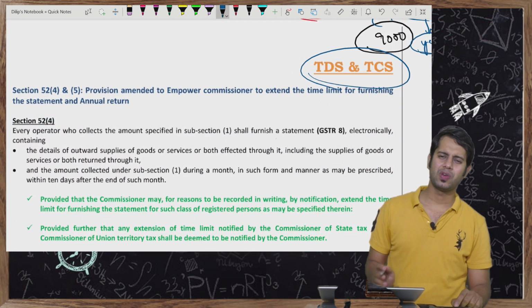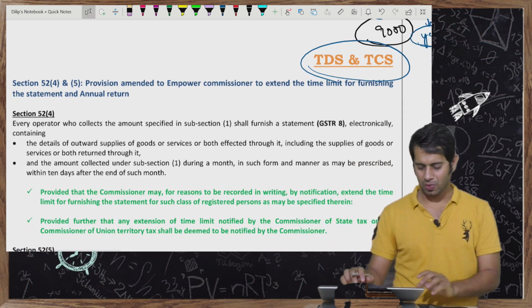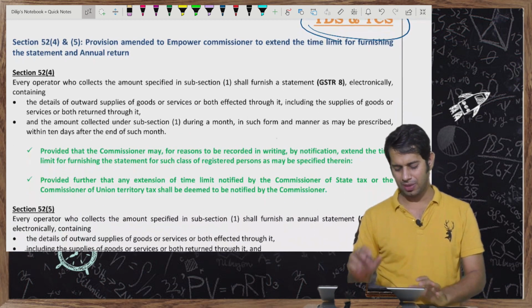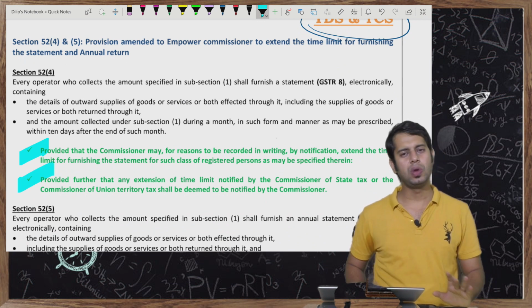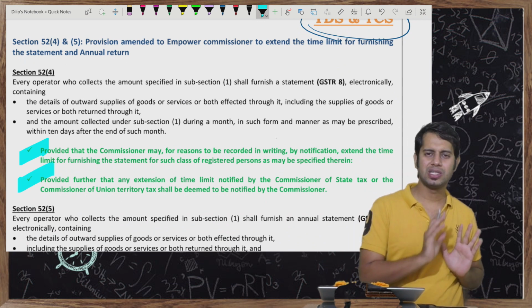Then TDS and TCS provision again. In this chapter also there is no very good amendment. This chapter also talks about the same extension of due dates. Now the officer has the power to extend the due dates.